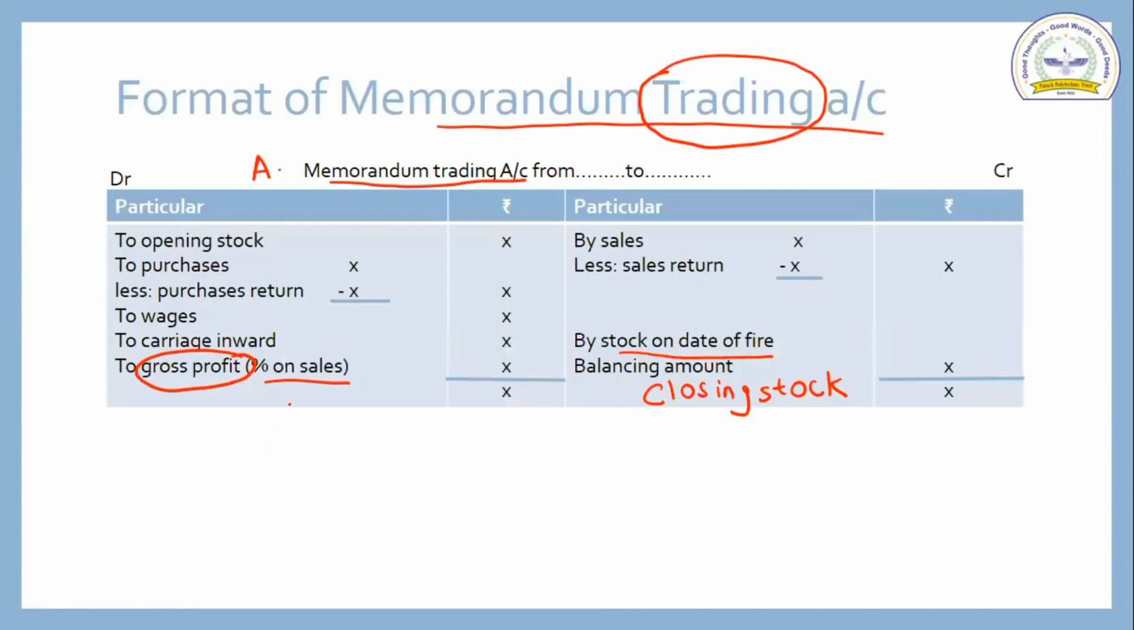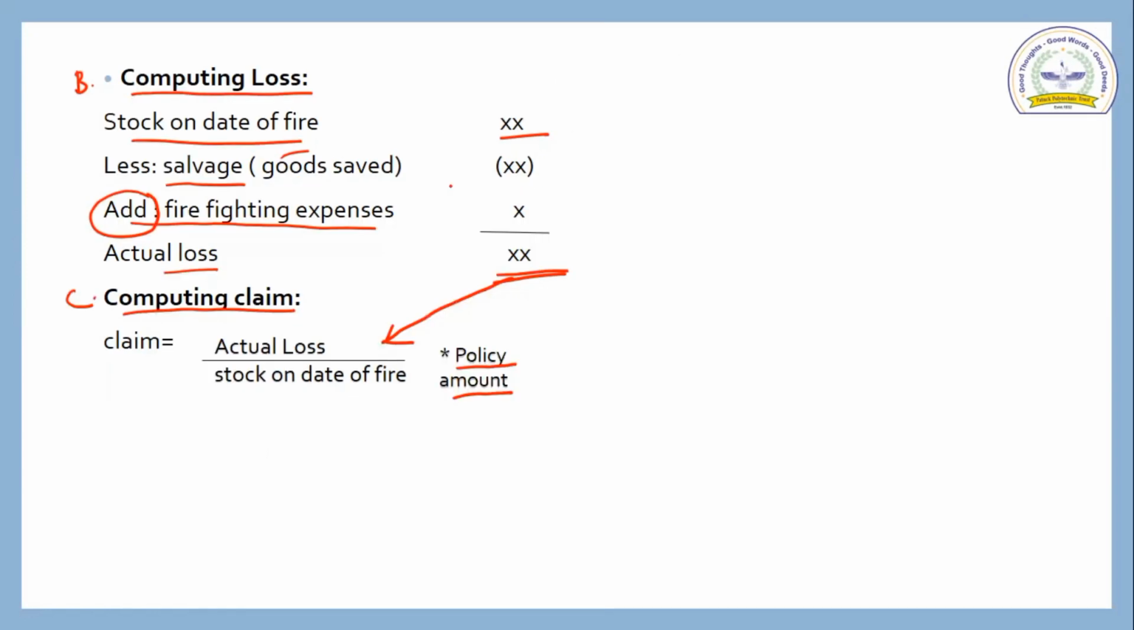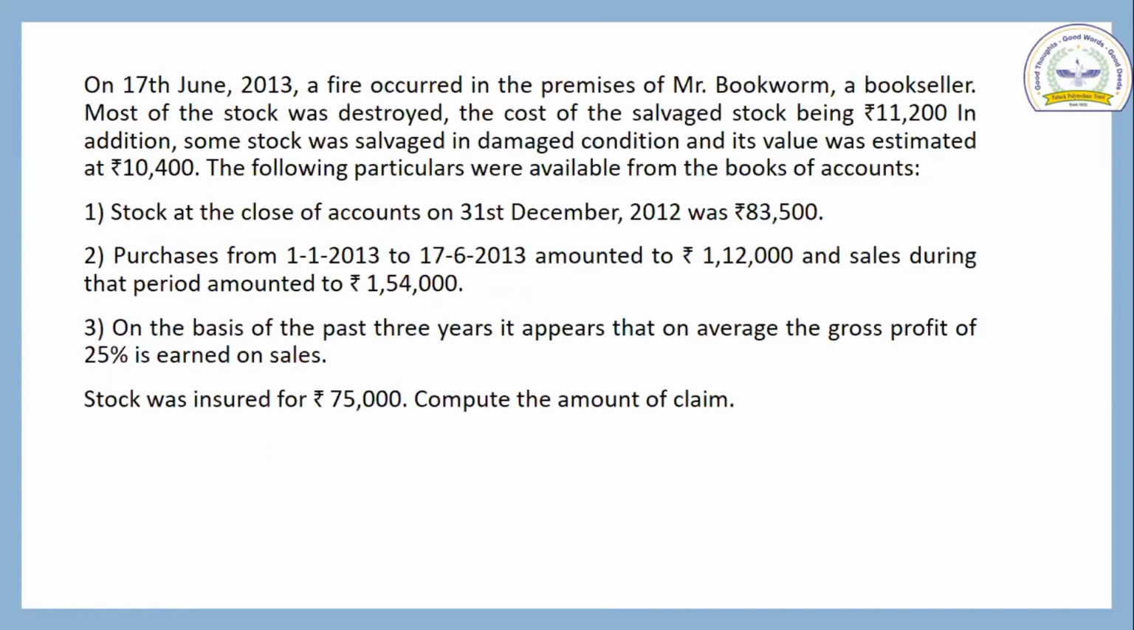So this is the format of the memorandum trading account. Second one is computing loss, student, and third one is computing claim. Let us understand this format and the procedure of loss and claim in one question. Let us see, student, here.